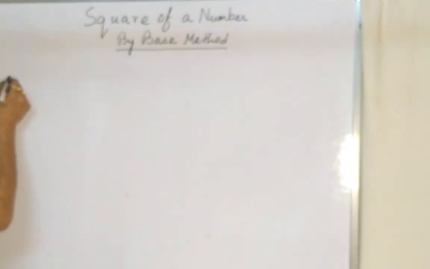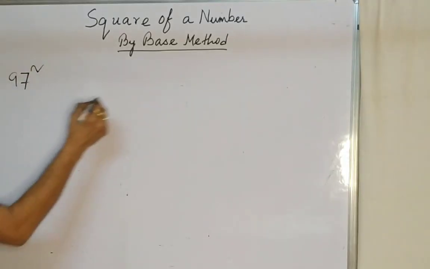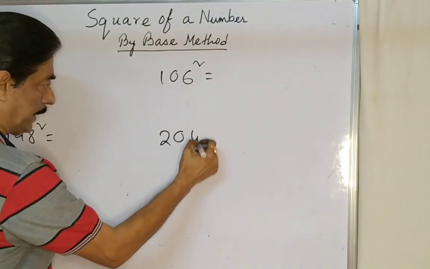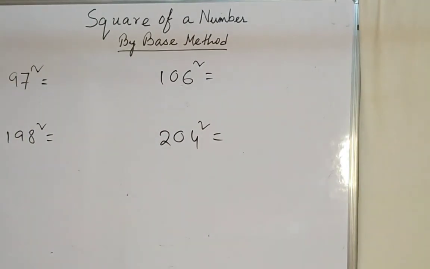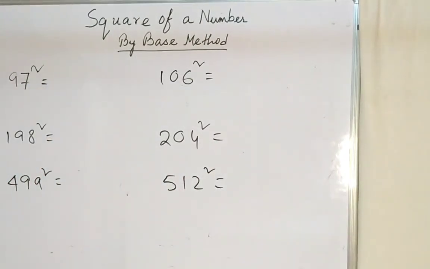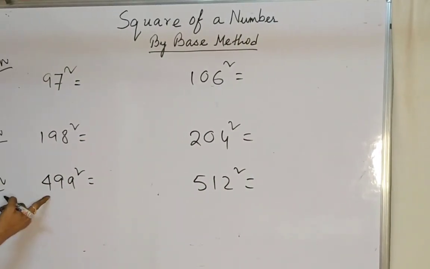Say, 97 square, 106 square. Your base is 100. This is below, this is above. 198 square, 204 square. Base is 200. Your number is below, your number is more. 499 square, 512 square. Your base is 500. The number is below the base, above the base.